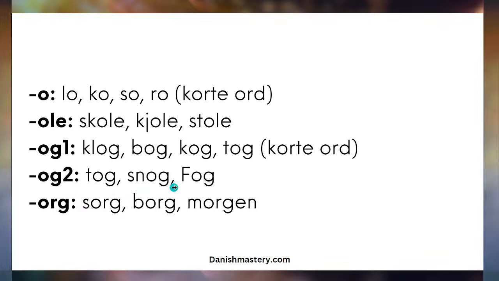Okay, so OG2, OG. To, snow, få. So this is O. It's actually the same sound as this one. Lo, ko, so, ro. To, snow, få. Alright? Yeah. Let's hear the difference. Klo, bo, to, snow. Not the same. They are different. So yeah.